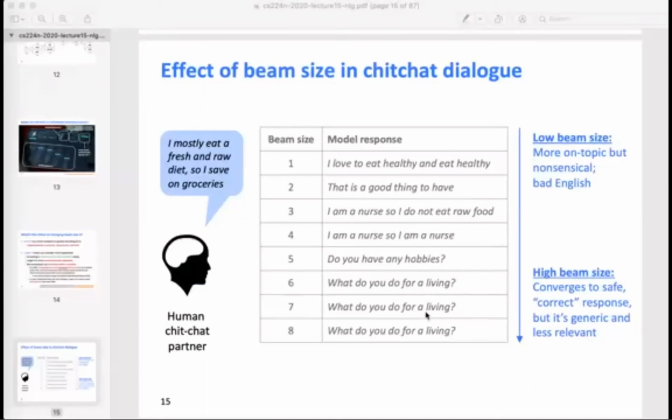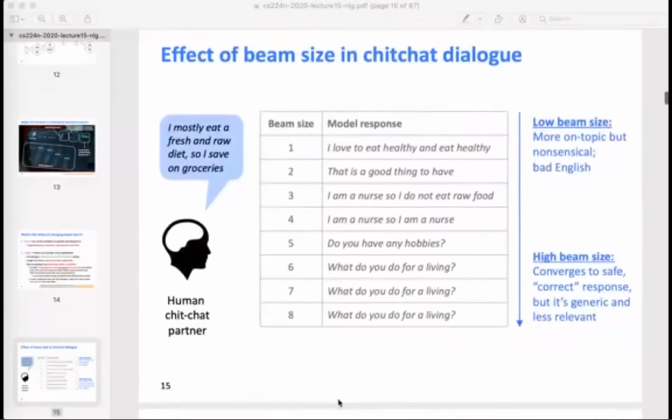But it's really generic, and it's really less relevant. So it's more of a safer choice for the machine to do so. But it's definitely gonna affect the whole conversation, because the human would be like, oh, this doesn't make sense at all. You need to find a balance basically with the beam size so that you don't have a really ungrammatical answer, and you also don't have this really safe and stupid answer that doesn't make sense while looking grammatically correct.